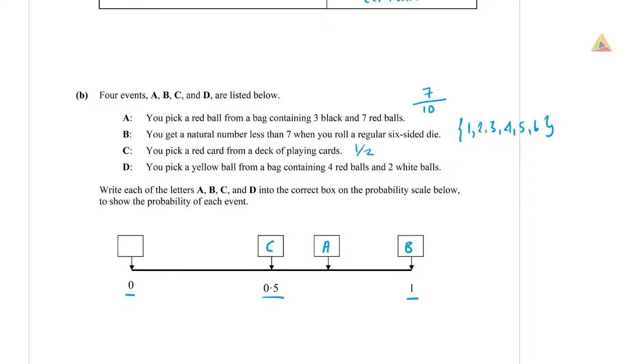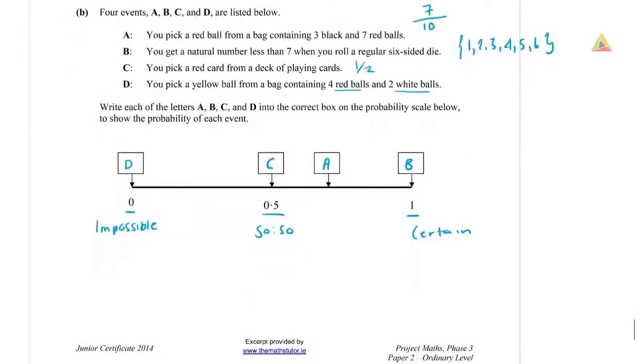And then finally D, there's only one option for D, but we're going to look through it anyway. You pick a yellow ball from a bag containing 4 red balls and 2 white balls, but there's no yellow balls there at all, so that's going to be a 0 chance. So we're going to put event D at the impossible. So I'm just going to label these as well. So this is impossible. And in the middle we have a 50-50 chance. And then 1 means certain. So try and keep that in your mind as well. And I think that's the end of that question as well.